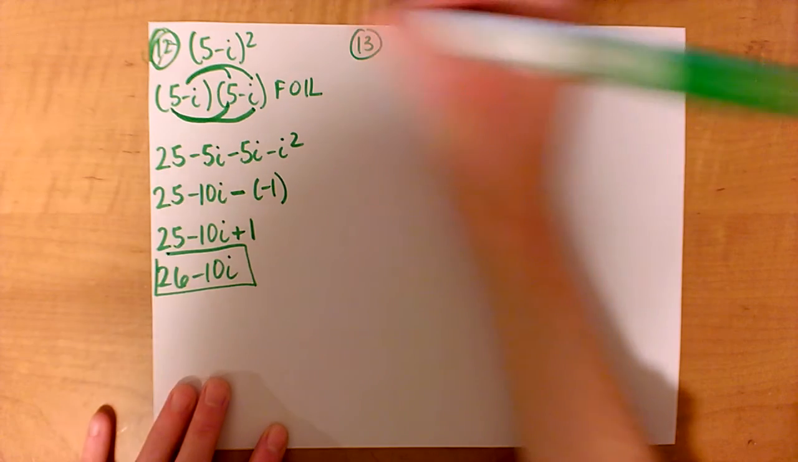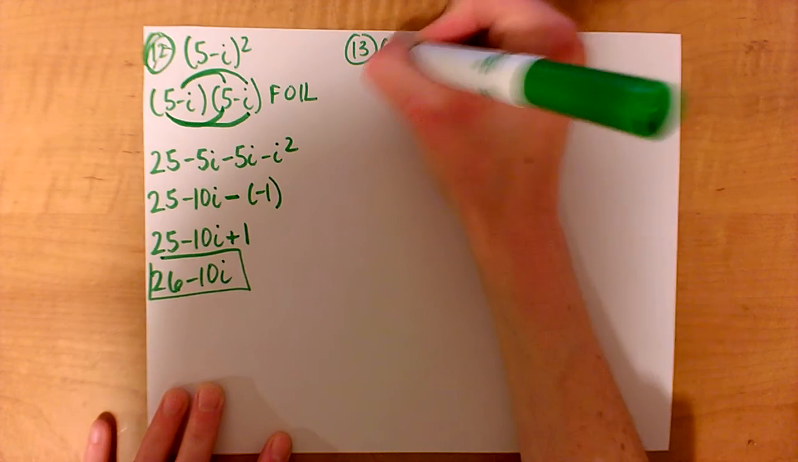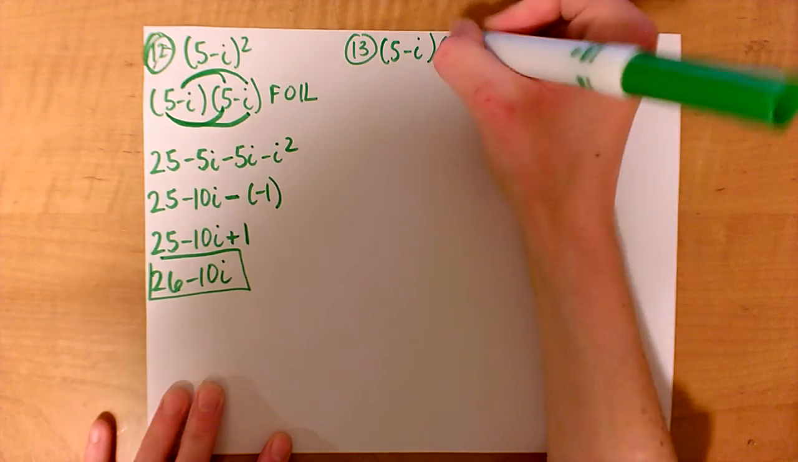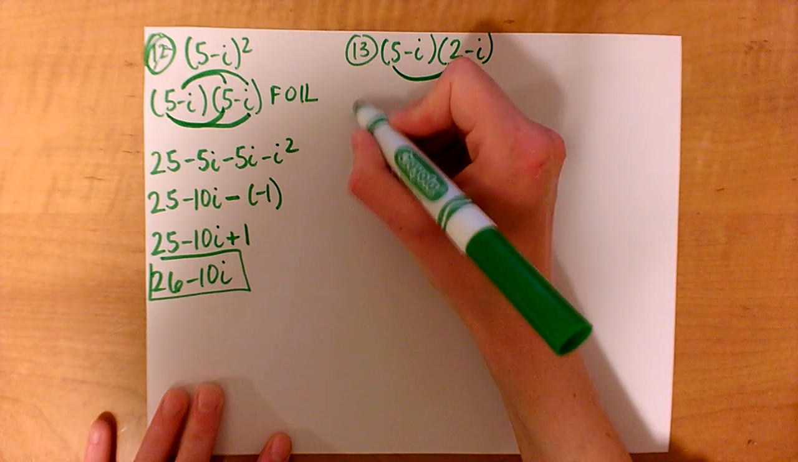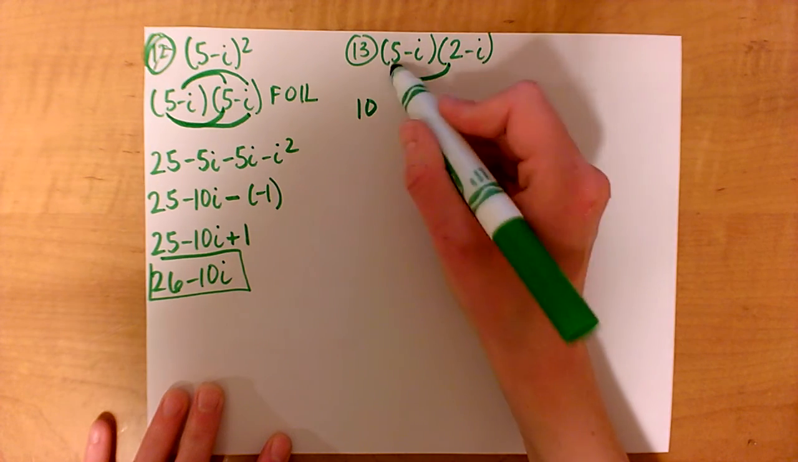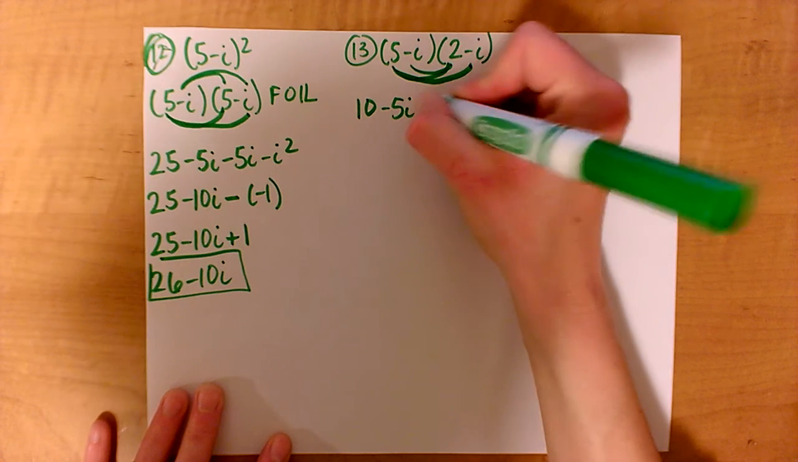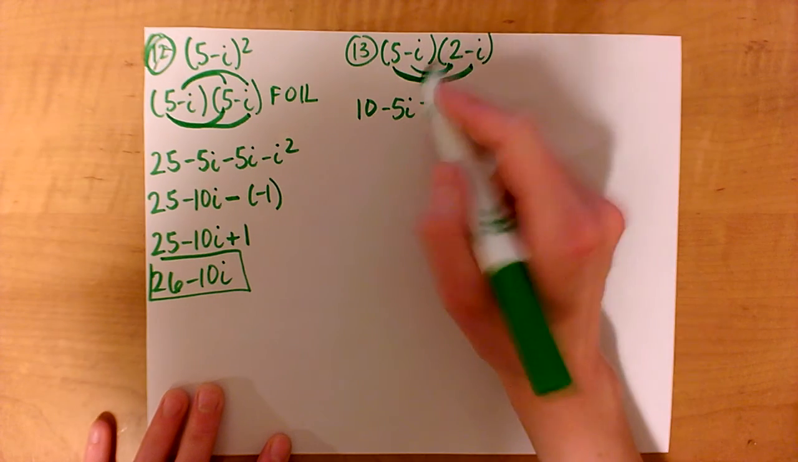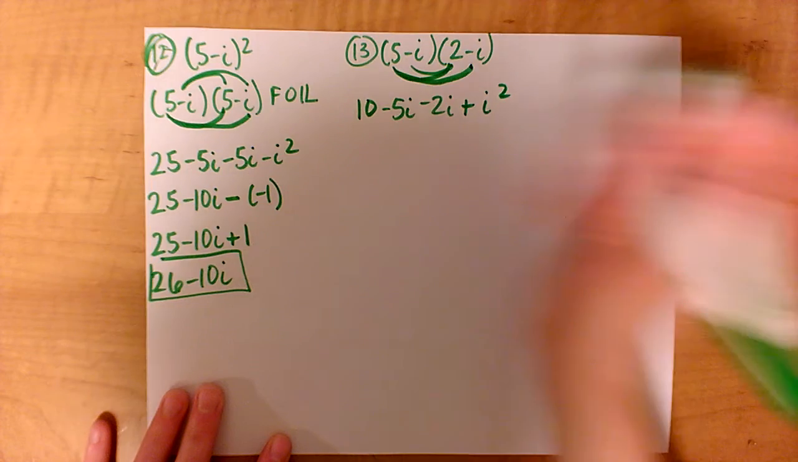Going on to 13, this is another FOIL problem. So I'll have 5 minus i times 2 minus i. So multiplying my first, 5 times 2 is 10. My outers, that'll give me negative 5i. My inners will be negative 2i. And then my last, well, the double negative, that'll be positive i times i is i squared.